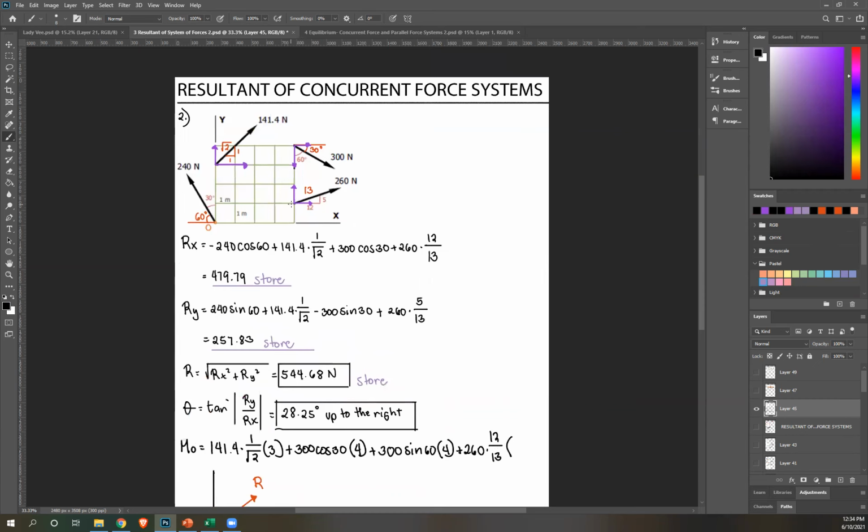Multiply by distance, and that's 1 unit, so times 1. And then lastly, the Y component, this one rotates counterclockwise. So negative, I'll just put it here, negative 260 times y component, so 5 over 13. Perpendicular distance is this, so that's 1, 2, 3, 4 units. Please compute what is this entire thing.